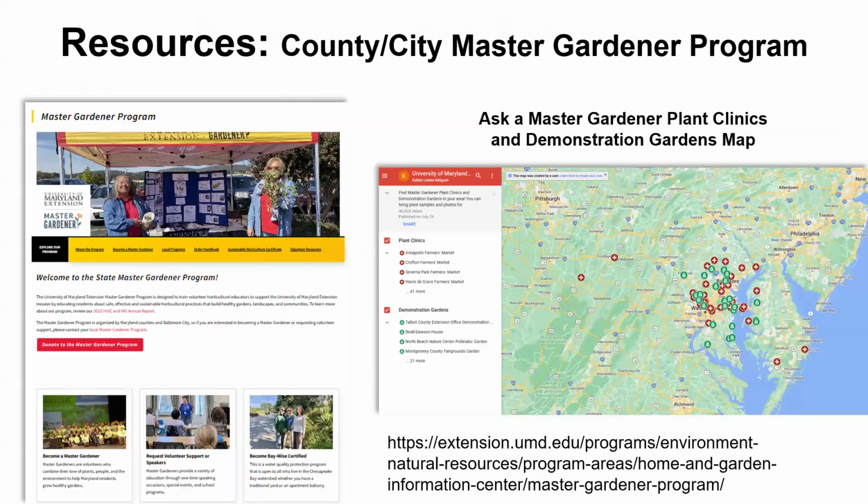And then last but not least, we have our local county and city master gardener programs. So if you're new to the master gardener world, I highly recommend finding your local master gardener program. And we have this really great map that was created by our master gardener state office. Caitlin created this amazing map to show where certain plant clinics are. So if you want to go to an Ask a Master Gardener plant clinic to help with plant diagnostics, you can see where those are located, as well as our demonstration gardens.